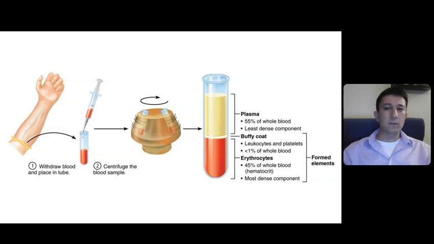It consists mostly of the leukocytes and the platelets, and it represents less than 1% of a sample of whole blood. And finally, towards the top, we have the lightest of the elements in the blood, which is the plasma and all of the things that are dissolved within the plasma, like the nutrients and the wastes. And that composes a little bit over half, about 55% of that whole blood sample.